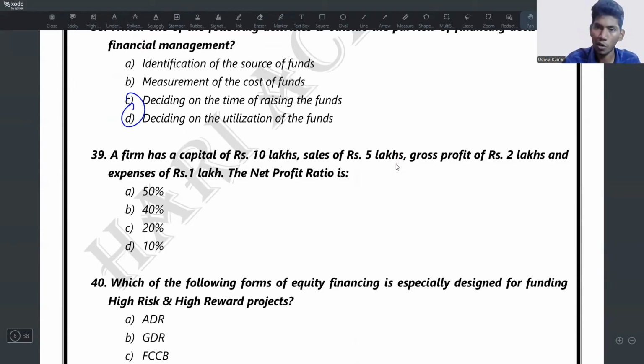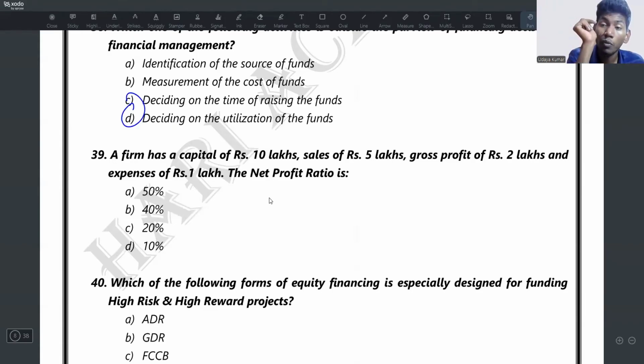Gross profit, first you have to calculate the net profit in order to find out the net profit ratio. Net profit ratio is nothing but net profit divided by sales, as you know. So first you need to calculate the net profit, which is nothing but gross profit minus expenses, right? Gross profit minus expenses is nothing but net profit.